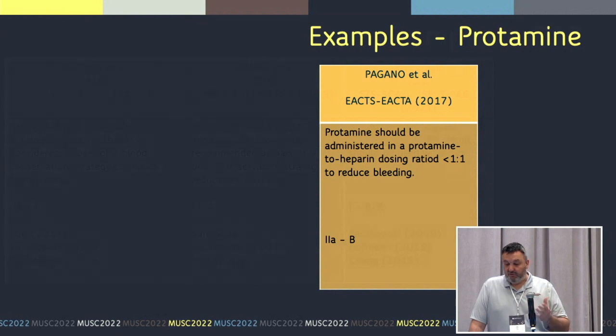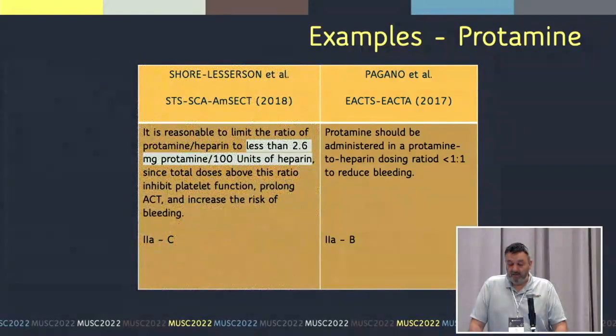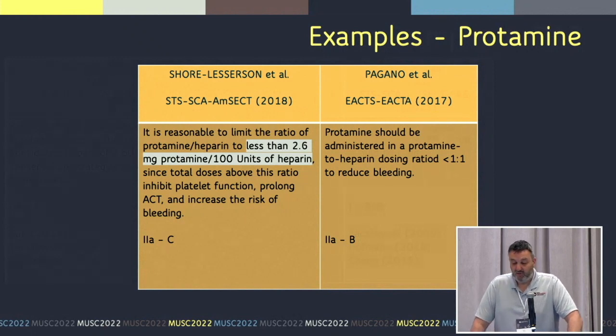And then another example is a protamine guideline. The Pagano guideline said the reversal should be done in a ratio of less than 1:1. And then in 2018, the coagulation guidelines said it should be less than 1 to 2.6, which is, I would almost say, criminal. And I know where this comes from, but I hope they change it soon.